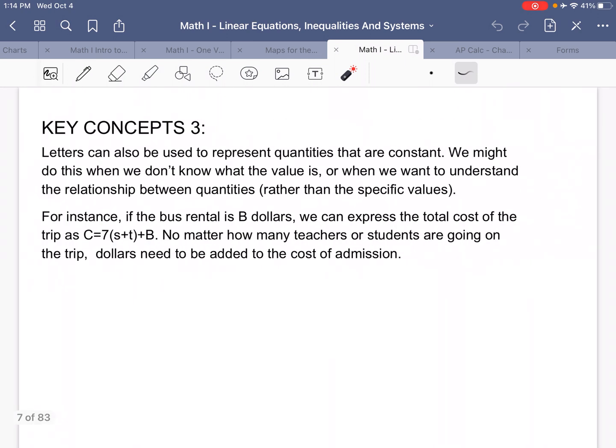So letters we can use to represent quantities that are constant. It might be something that's not changing, but we don't necessarily know what it is.